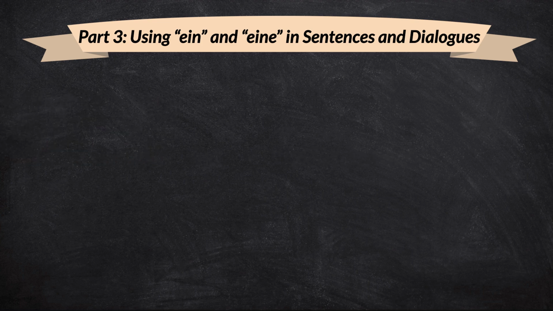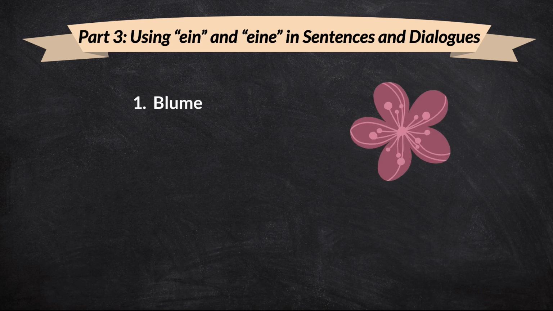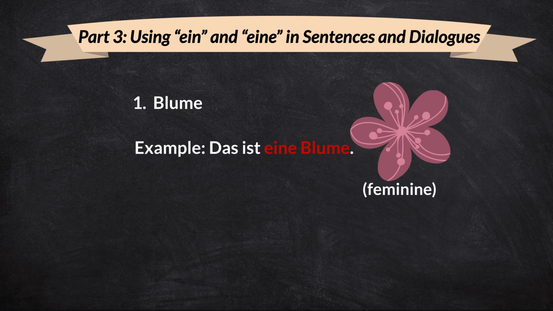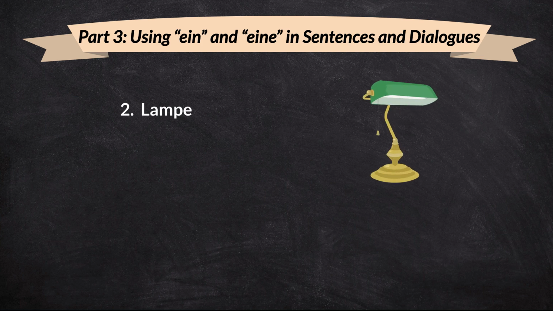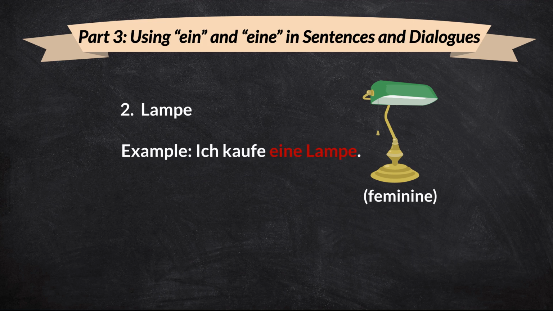First example. The word Blume means flower. It is a feminine noun, so we say das ist eine Blume. That means this is a flower. Another example. The word Lampe means lamp. It is also feminine, so we say ich kaufe eine Lampe. That means I buy a lamp.